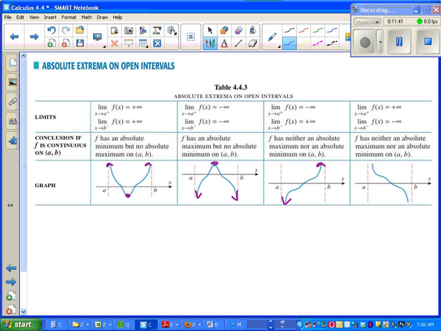Same idea, if both asymptotes go down on that open interval, we must have a maximum. If one goes down, one goes up, no absolute maximum, no absolute minimum. Very similar to the last box where I explained kind of the same thing. If you look over this for a minute, this should seem like common sense. It's not something you should have to memorize.